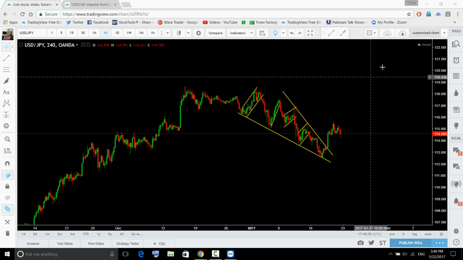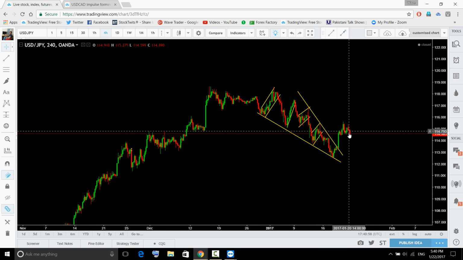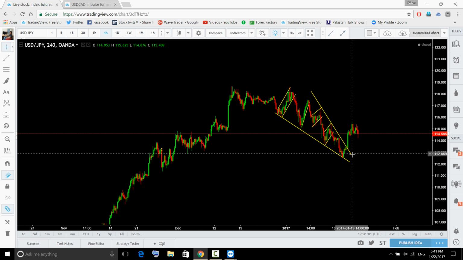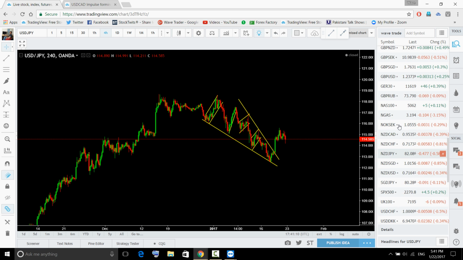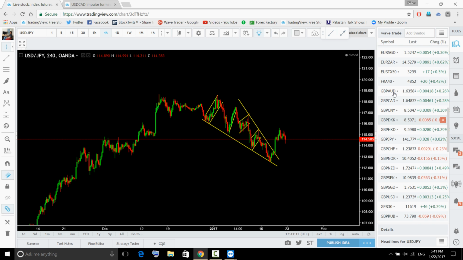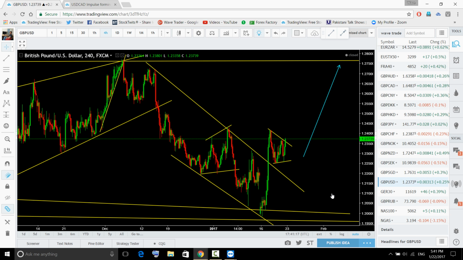Those who already bought, good luck to them. Keep your trade open, move to break even. So the next pair I will look at is pound dollar.